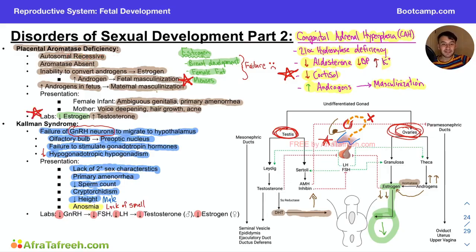Moving on to K.A.N syndrome, it's all about this fancy migration in the axis of our nose, hypothalamus and pituitary. That migration fails. I would say it's important to know that's olfactory bulb and preoptic nucleus. Those tend to be hot words on exam day.